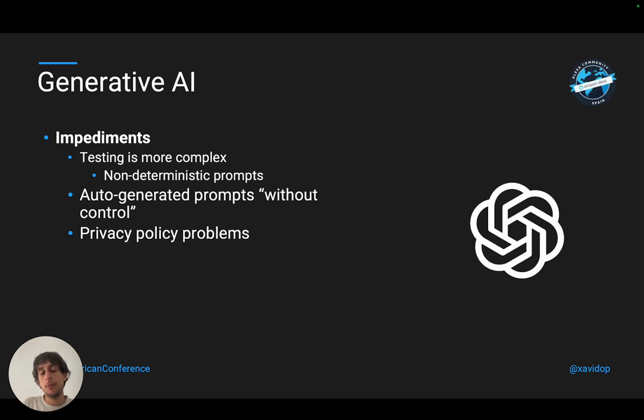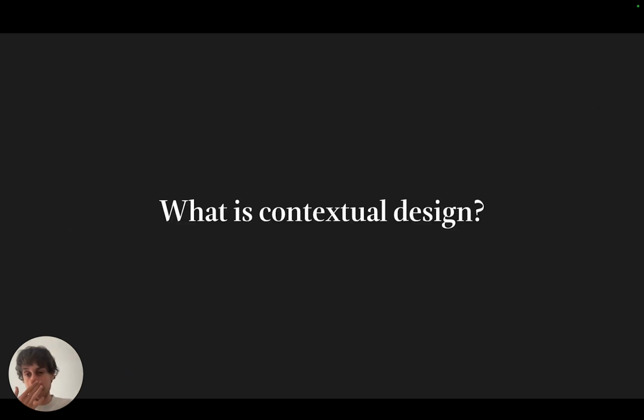Impediments with generative AI: basically the testing is more complex because the outputs of the prompts are non-deterministic, and then there are auto-generated prompts without control that can cause hallucinations. So you have to create a really good prompt to avoid those things. And then privacy policy problems.